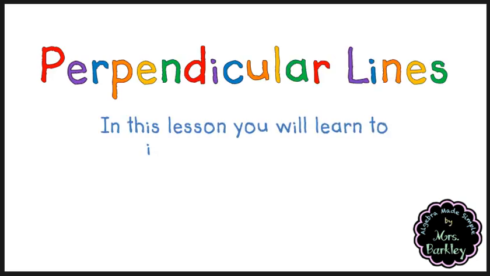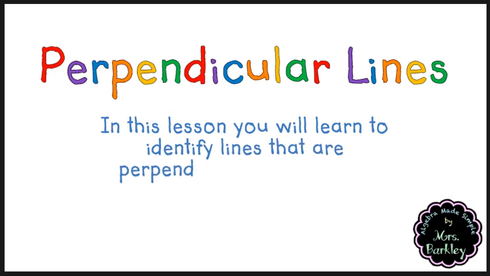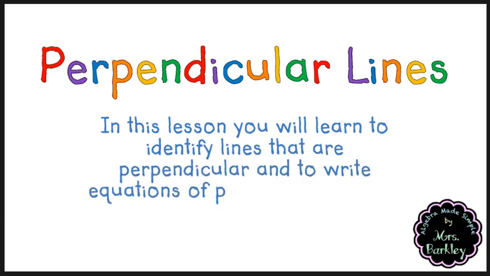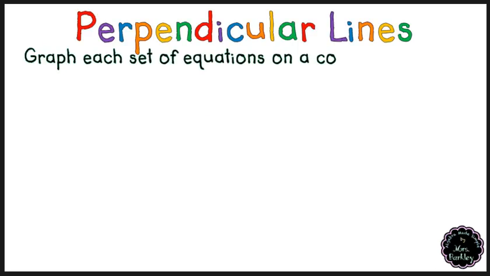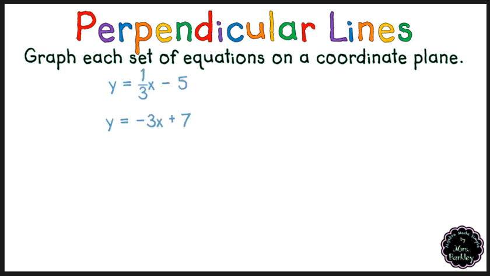In this lesson, you will learn to identify lines that are perpendicular and to write equations of perpendicular lines. We are going to graph two sets of equations on a coordinate plane. So our first set of equations is y equals 1/3 x minus 5 and y equals negative 3x plus 7.